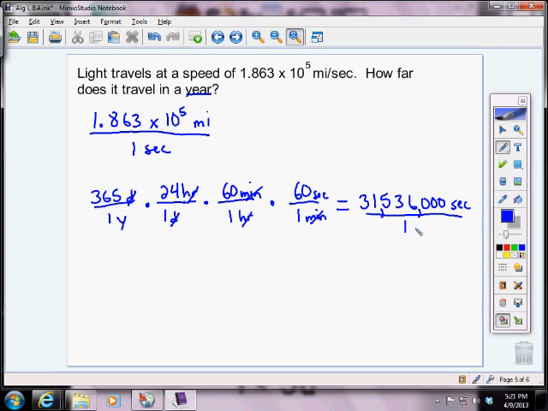per 1 year. Now, since I'm dealing with scientific notation, I'm going to take a little liberty here and change this into scientific notation. I'm going to say that this is approximately, if I move my decimal point over 1, 2, 3, 4, 5, 6, 7 times, about 3.15 times 10 to the 7th.